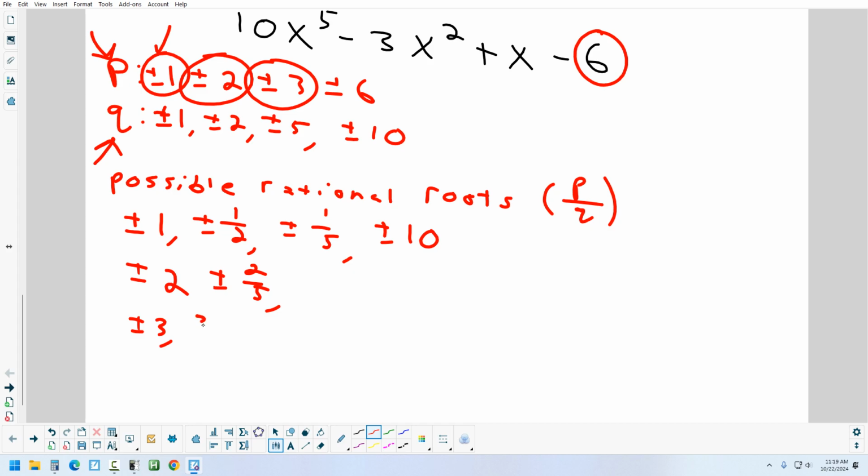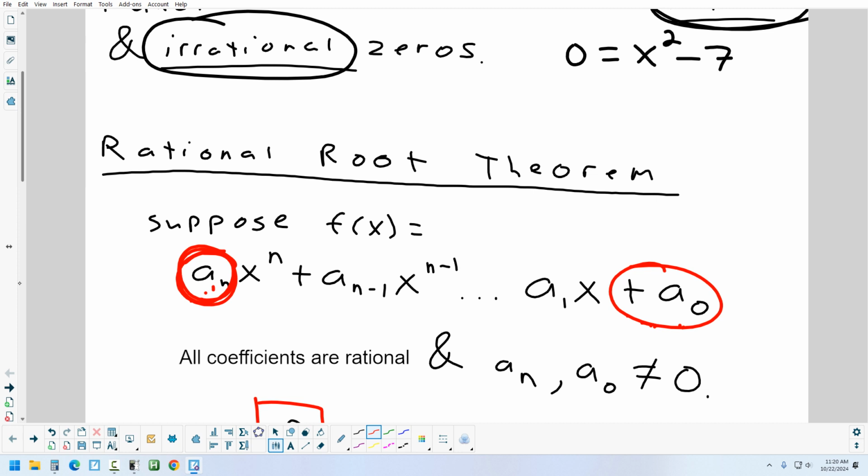3 halves, we don't have that one. The next one? 3 fifths. The next one is 3/5. And the next one? 3 tenths. 3/10. We didn't have any of those. So those are all the options with a 3 in the top.